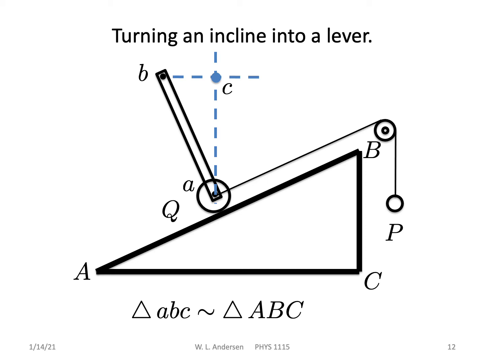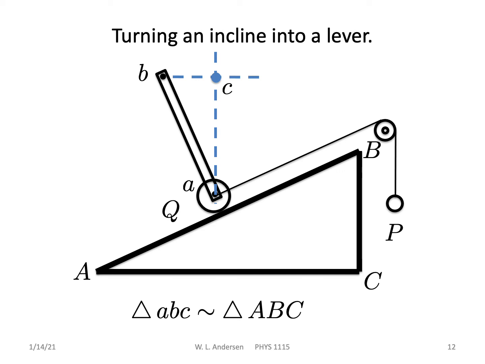I should mention that we have this weightless bar, little a, little b. Little b is a rotational axis that's fixed, and the bar is free to rotate about lowercase b. Lowercase a is where the bar is attached to the weight Q, and Q is free to rotate about that point A.